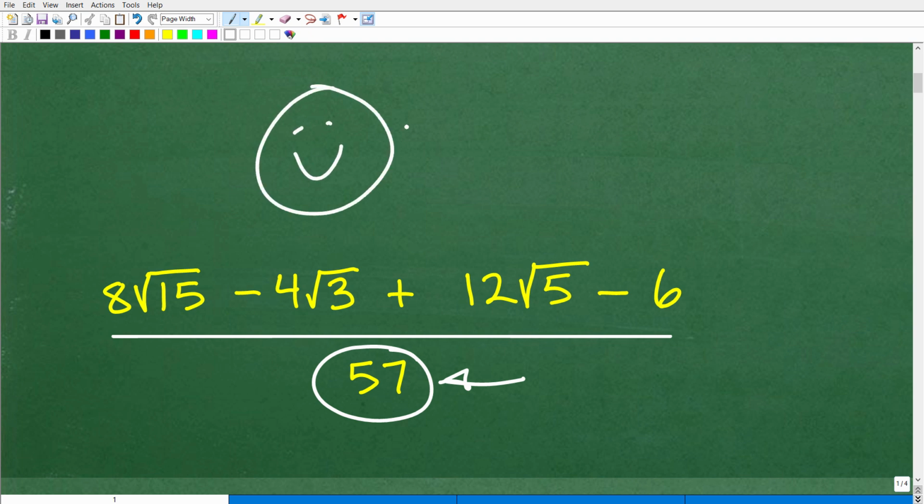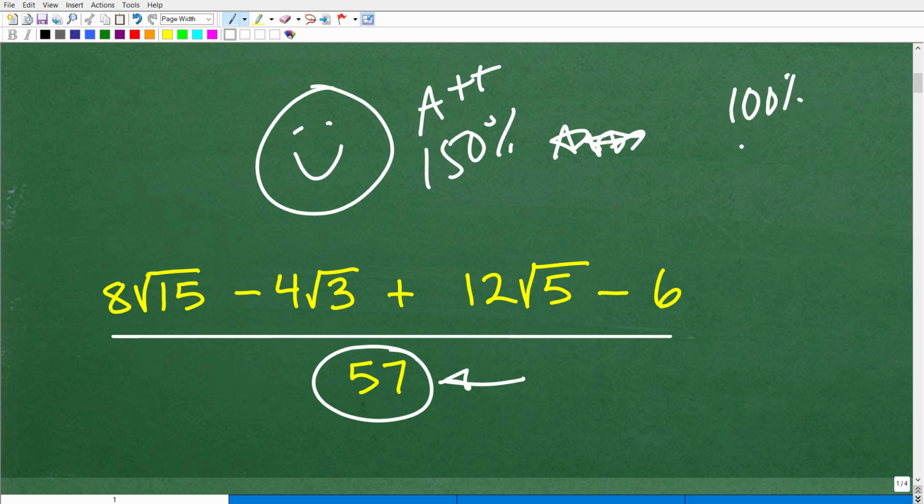Matter of fact, I'm going to give you a nice happy face and A++ because this was a more challenging problem. I'm going to give you like 150% and multiple stars. Back in my days, in the 1970s and 80s, the most you could get was like 100% on a test. And like your GPA, the best you can get was like a 4.0. But nowadays, you can get like 150%, 9.2 GPAs. I mean, that's pretty awesome.